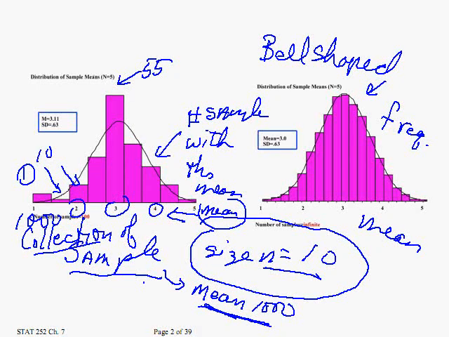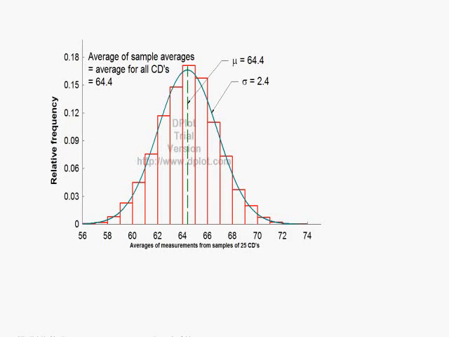And if you have enough, whatever enough is, of samples, that histogram is going to start to look like a bell-shaped curve. Here is a curve of a histogram taken from the lecture notes. In this case, the idea was that you had an assembly line making CDs, and you're in charge of quality control, so every hour or so you pull 25 CDs off the assembly line and you measure them. You measure the radius, and you see how big these CDs are.